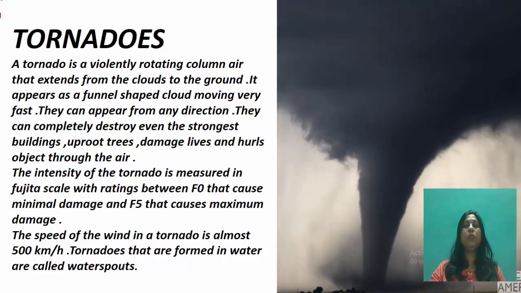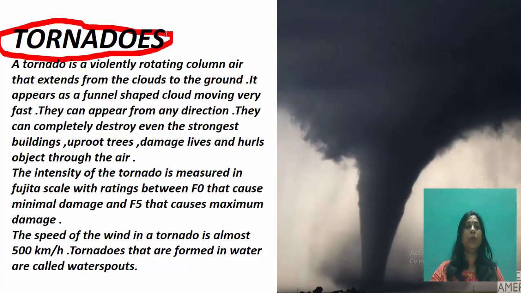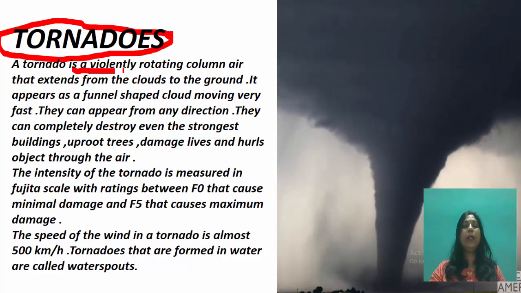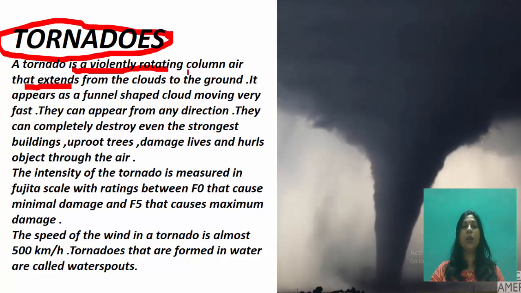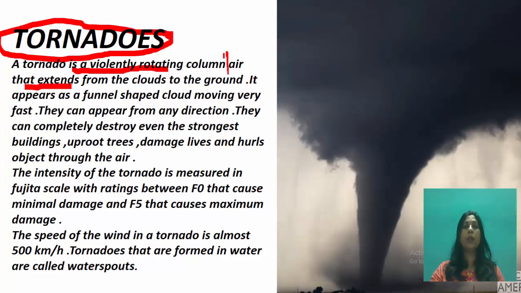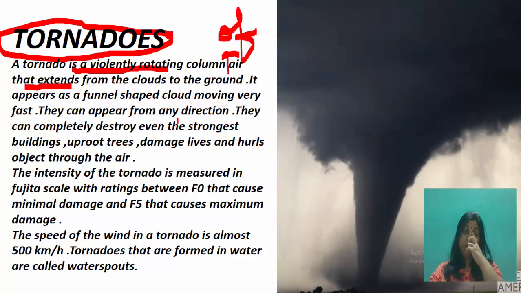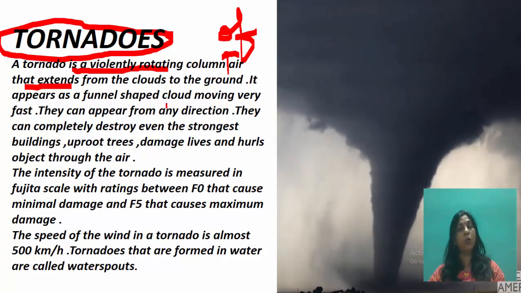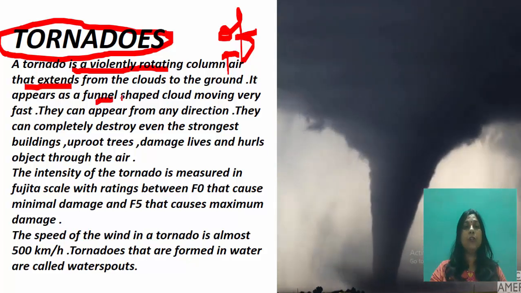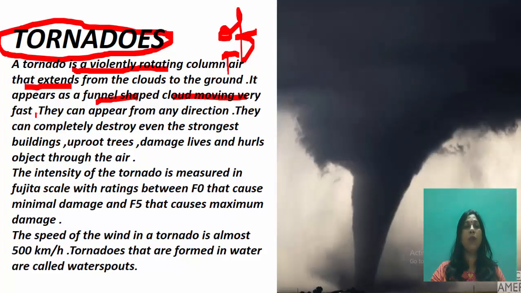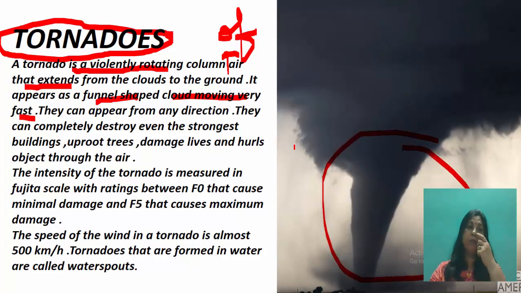Okay. Now coming to tornadoes. Now what are tornadoes? A tornado is a violently rotating column of air that extends from the clouds to the ground. It is also very fast moving and it appears as a funnel shaped cloud moving very fast. You can see in this figure also it's a funnel shape, and it is moving very fast.